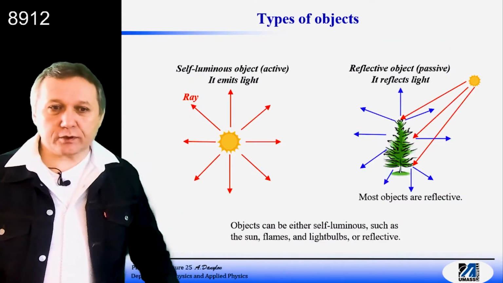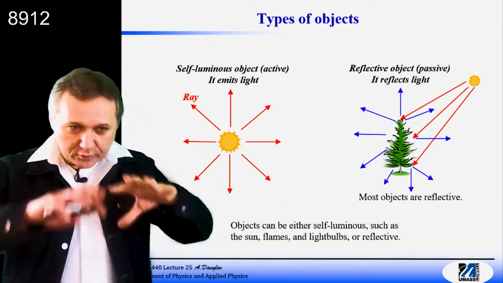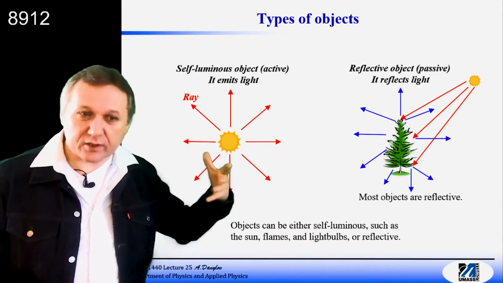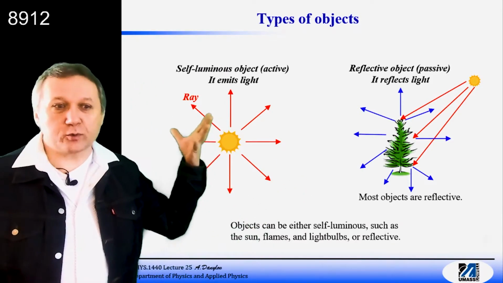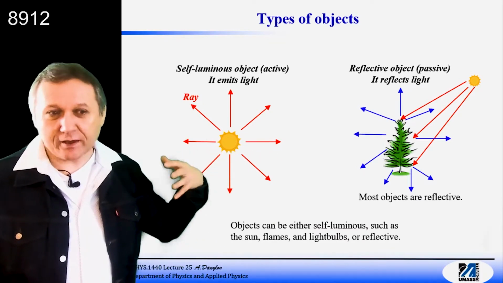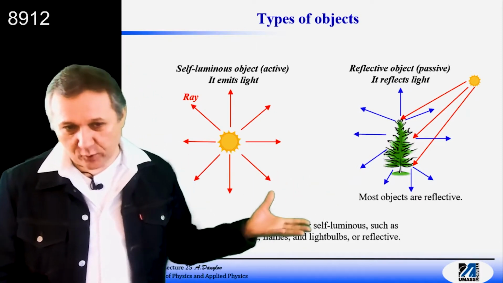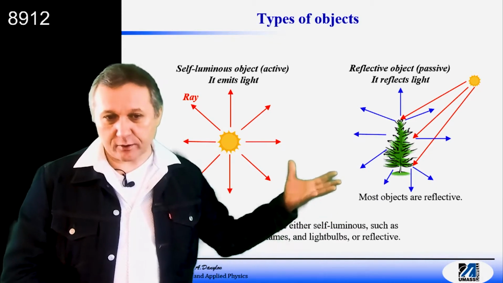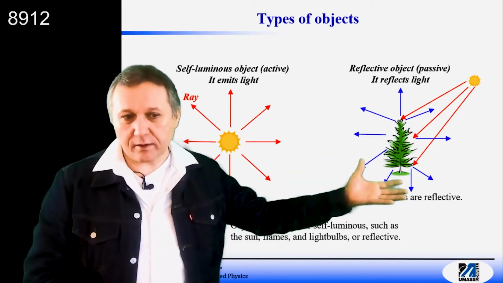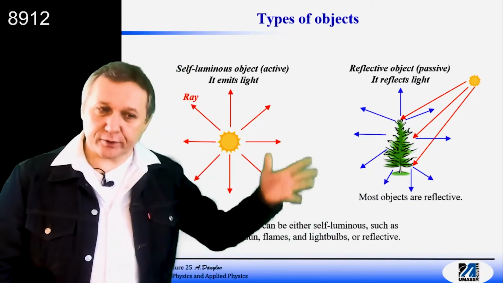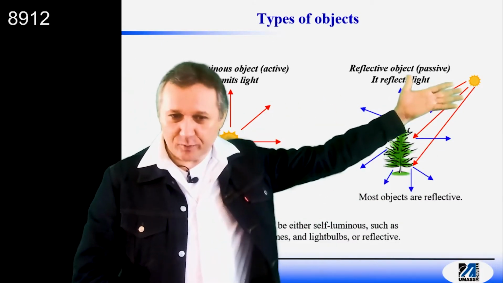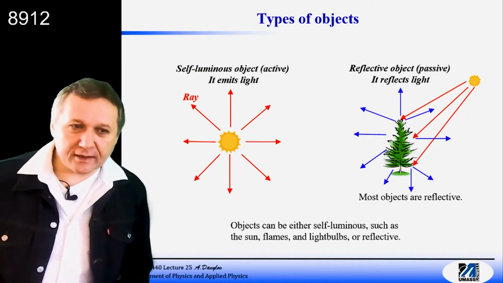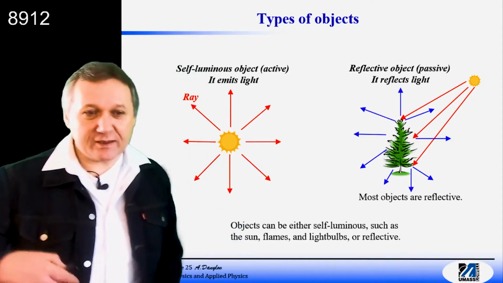Then we introduced objects to this world of ray optics. There are two types of objects. Some of them are active or self-luminous, basically sources of light, objects which can generate light. And there are passive, or reflective, objects, which don't generate light. We see them just because they reflect light produced by some self-luminous, active object. So, active, passive.